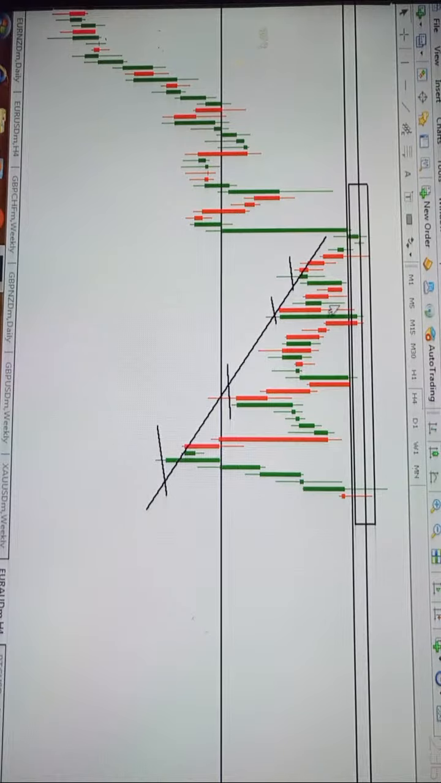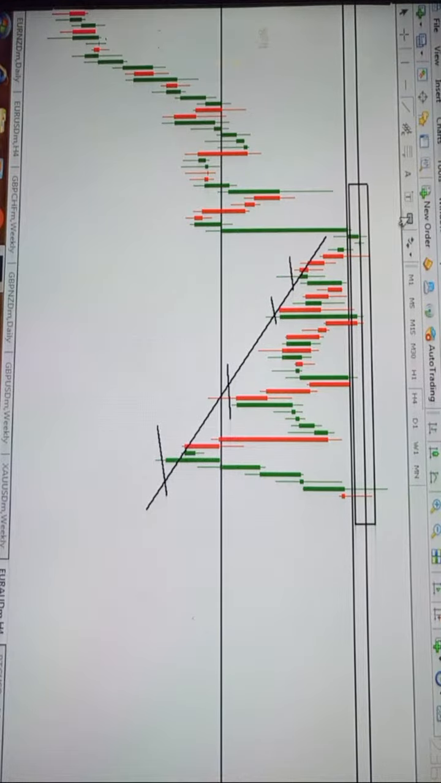This type of structure, we call it a bullish flag. What does it mean? It means a continuation of a bullish trend. If you look at the previous trend, it is a bullish trend, but this is just what you call a correction zone.